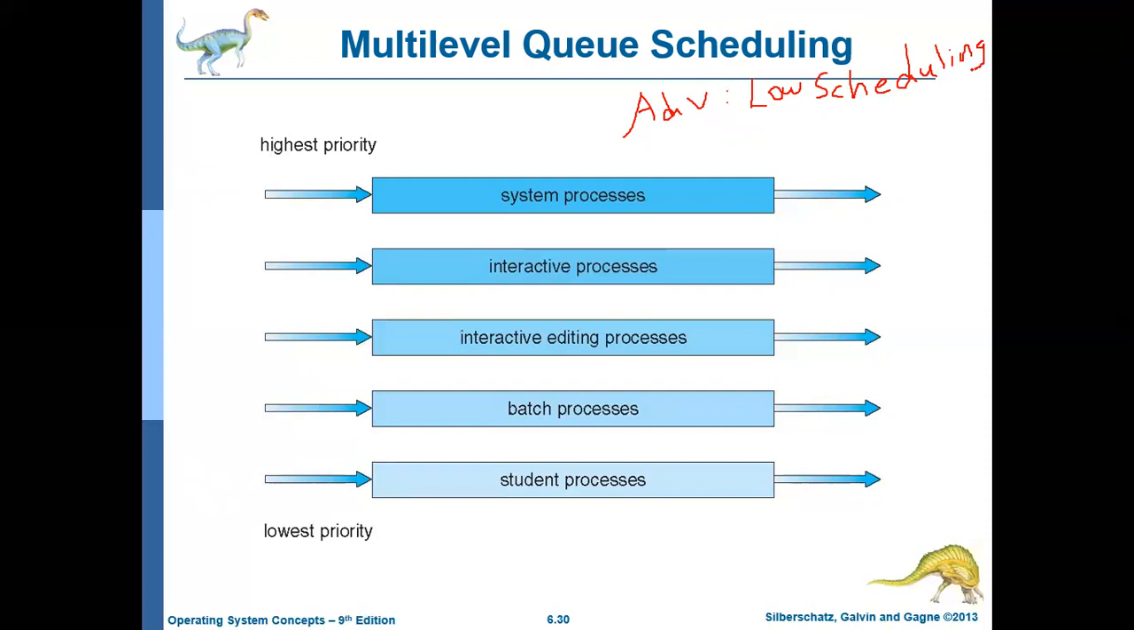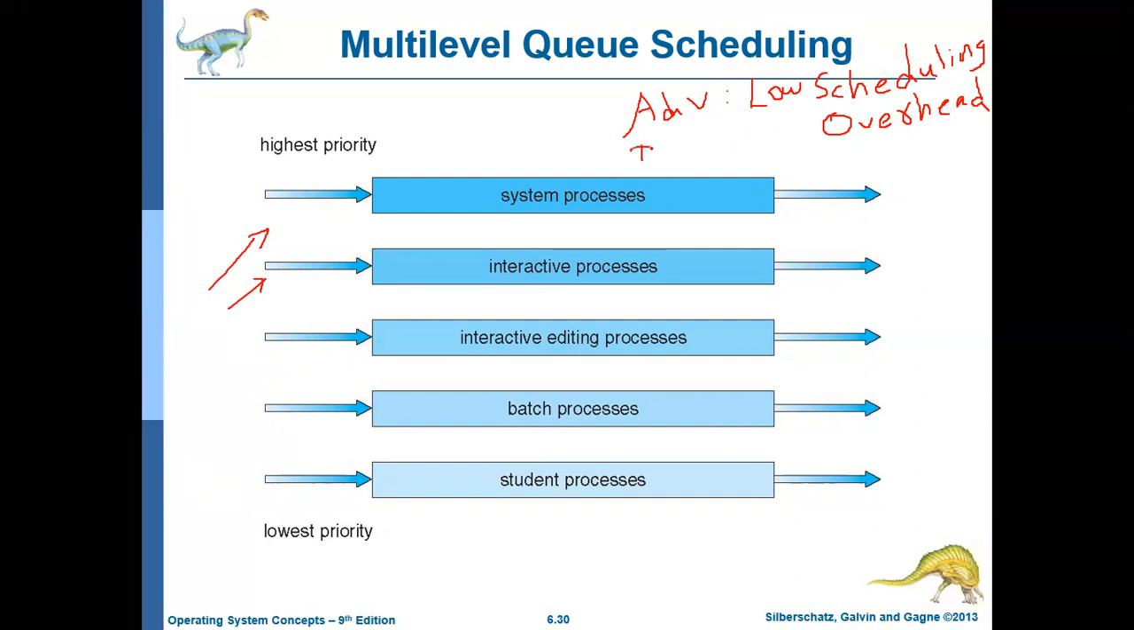If it is a system process, it will be moved into the system process queue, the queue corresponding to the system process. If it is an interactive process, the job will be moved to the interactive process queue, and so on and so forth. That is, the operating system will first check what type of process it is, identify the type, and move it to the appropriate queue. Okay, that's the core job of the operating system. So scheduling is quite easy. So we say the advantage of this particular algorithm is it has low scheduling overhead.